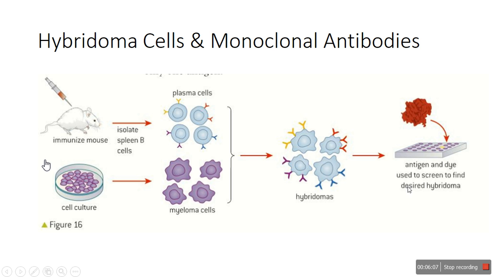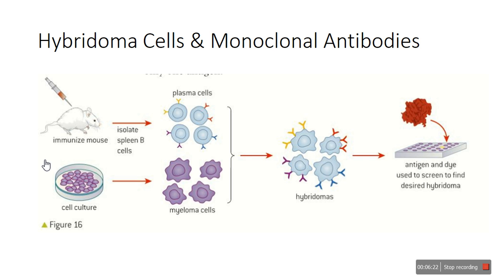What happens then when they need to identify the ones that specifically exhibit the antibody that we want? They use a dye that reacts with that antibody to show up the ones, and then those are cultured to produce more and more of them.